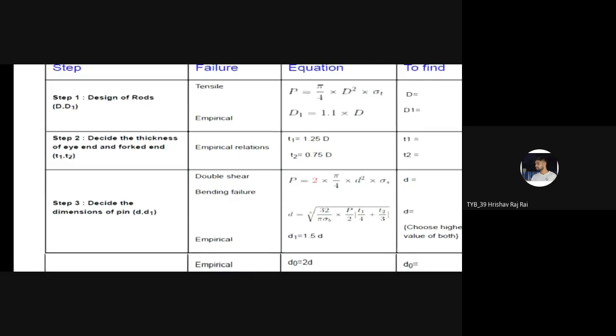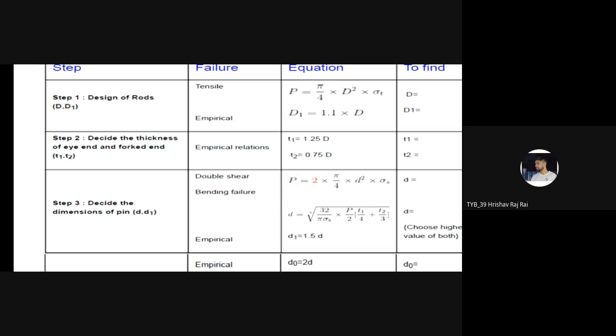From this, if the value of d which we get is less than the value of d from the previous formula, then we are going to keep the highest value. If the d which we calculate from the second formula is higher than from the first formula, then we are going to keep the d calculated from the second formula. Whichever may be the highest, that value of small d we are going to keep in our design.